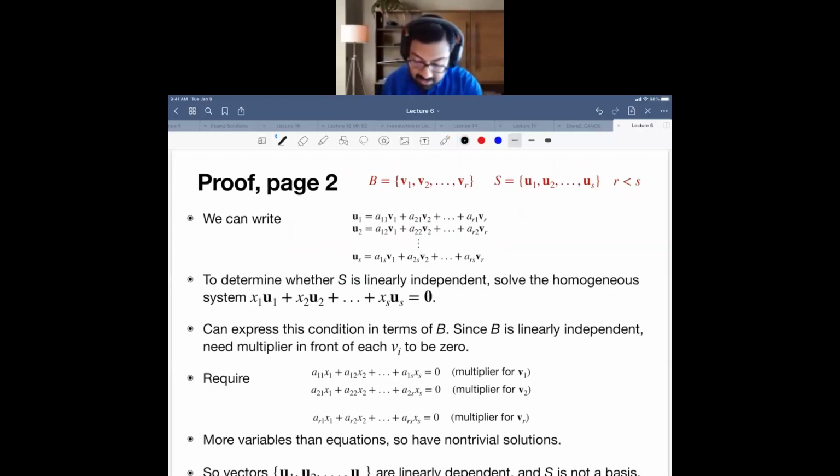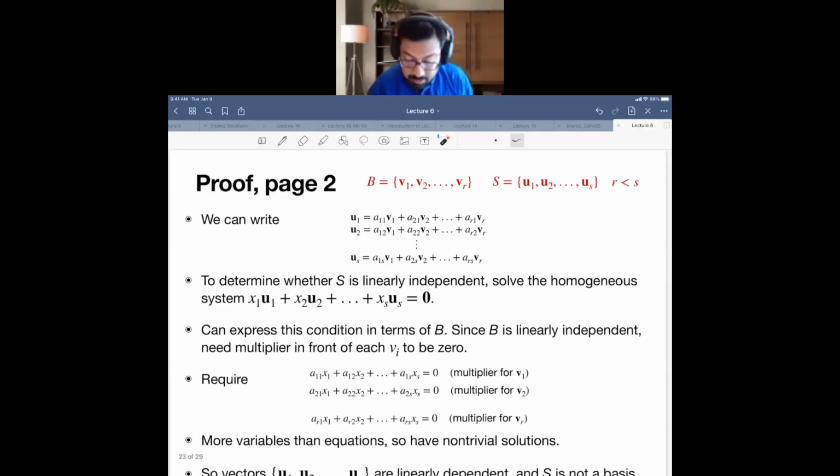So if that is the case, in order for us to determine whether S is linearly independent or not, we'll try to solve this particular homogeneous equation. Are there any x1, x2, x3, and so on up to xs such that the linear combination of all the u's will give me a 0? We'll try to see if that is true or not. And if that is true, we know that that is going to be a linearly independent set. If that cannot be true, then we know there is linear dependence.